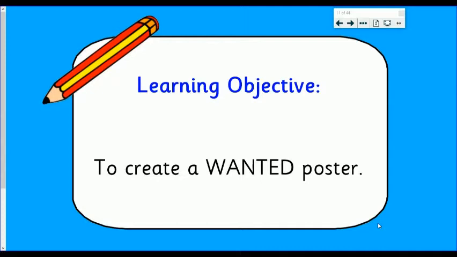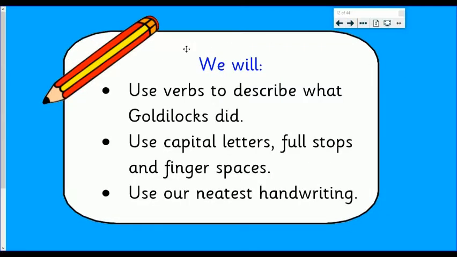Our learning objective for today is to create a wanted poster. Just like we did in history when we created a wanted poster about Guy Fawkes, we are going to be creating a wanted poster about Goldilocks. Our wanted posters include verbs to describe what Goldilocks did.